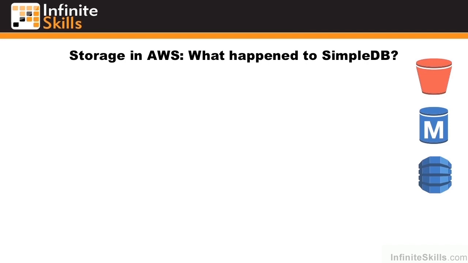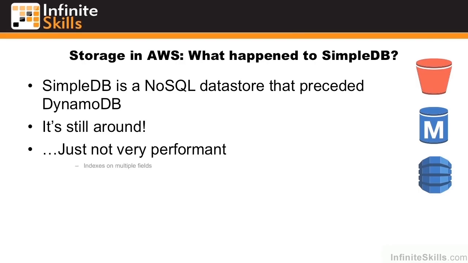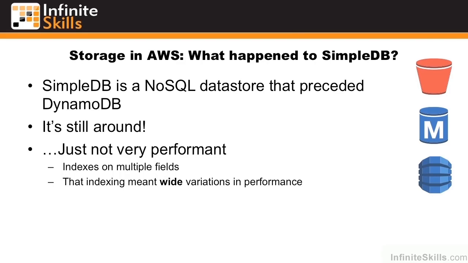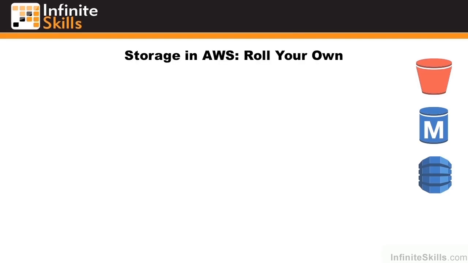A storage model that we completely gloss over inside of this course is SimpleDB. SimpleDB is a NoSQL data store that preceded DynamoDB. It's still inside of AWS, it's just not very performant. The reason for the lack of performance is that it indexes on multiple fields, and every time it indexes, it slows itself down a little bit. DynamoDB is the preferred way to deal with NoSQL now. SimpleDB still has a dwindling number of use cases, which pretty much limit it to internal applications.